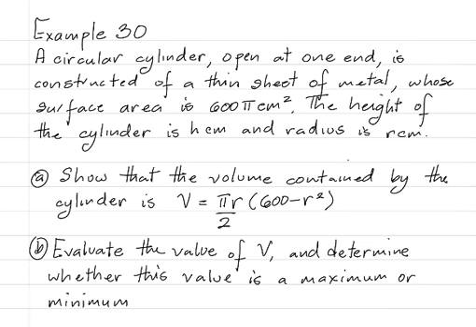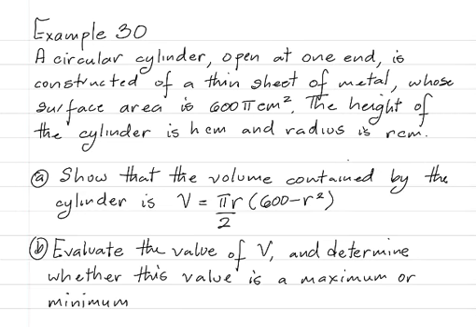Example 30. A circular cylinder open at one end is constructed of a thin sheet of metal whose surface area is 600 pi centimeters squared. The height of the cylinder is h centimeters and the radius is r centimeters. Show that the volume contained by the cylinder, V, is pi r over 2 times (600 minus r squared).